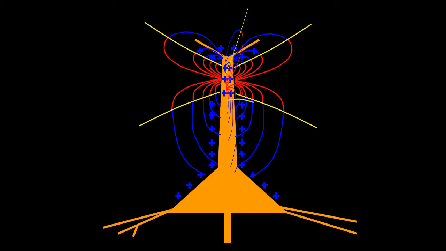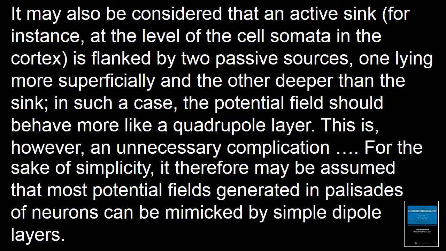At this junction, I'd like to show you a paragraph from a classic textbook. Take a few seconds to read it. You can stop the video. The bottom line is that the behavior of pyramidal cells regarding dendritic postsynaptic potentials can be explained without the complication that would arise from using the quadrupole model and the current line model to explain its behavior.